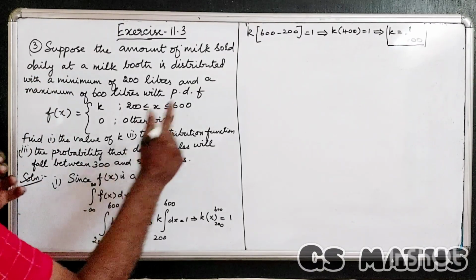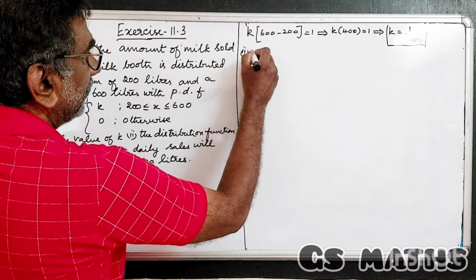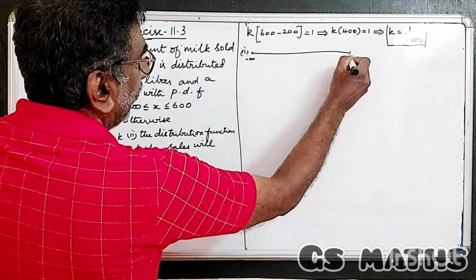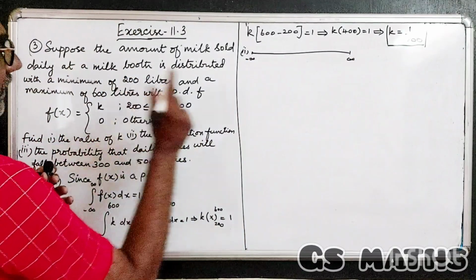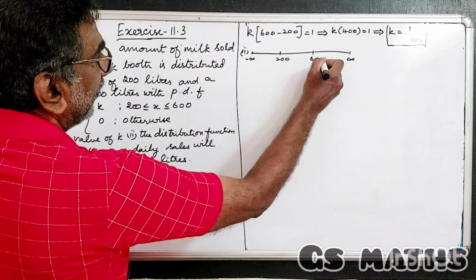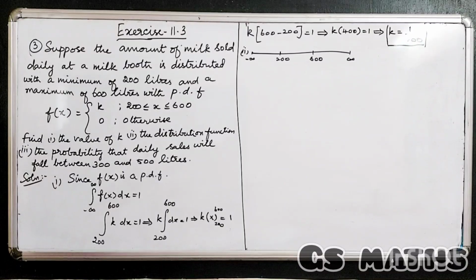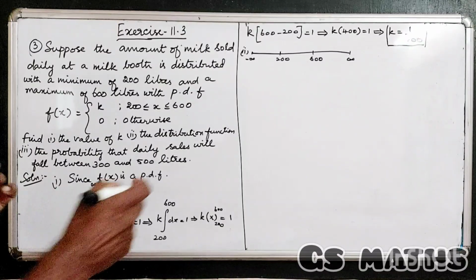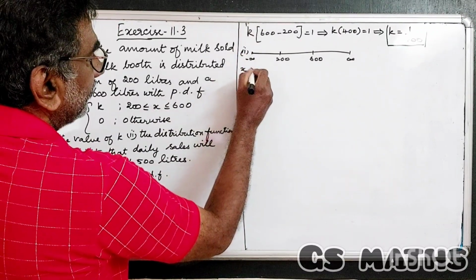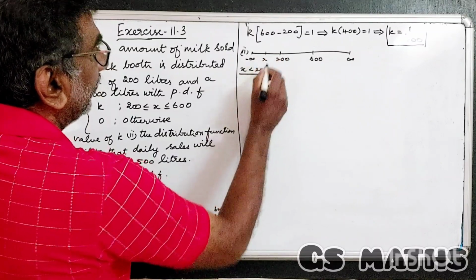Now coming to the second part, it is asked to find the distribution function. Whenever you are asked to find the distribution function, simply put a number line and see what intervals are there, that is from 200 to 600. Mark them. Now there are three intervals. We will see what the distribution function is if x is in each of these three intervals. First, x is below 200, that is x less than 200.